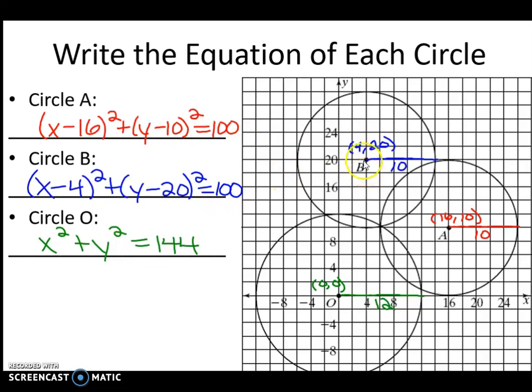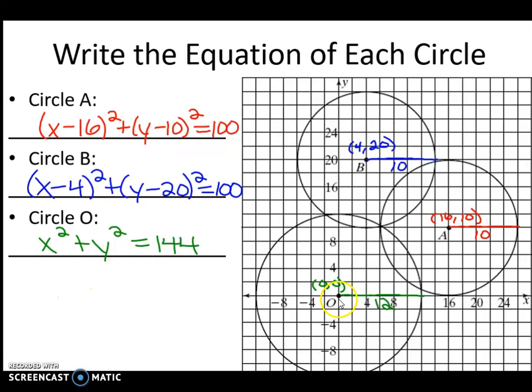So let's look at B. For B, the center is 4 and 20. You're going to write that in x and y. And then you're going to do the parentheses squared plus parentheses squared equals 10, which is from here to here, it's 10. So 10 squared is 100.